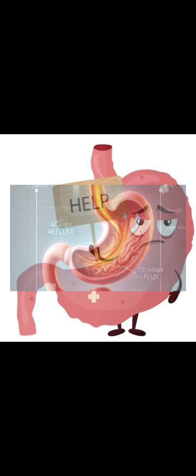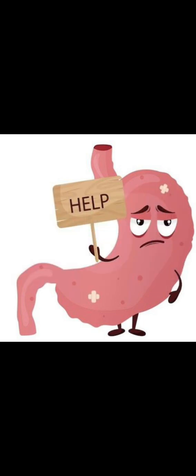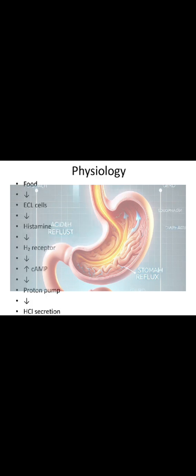Normally, acid helps in digestion, but when too much acid is produced, it can damage the stomach lining and cause diseases such as peptic ulcers and gastroesophageal reflux disease. So, to reduce excessive acid secretion, we use H2 receptor blockers. H2 receptor blockers are drugs that competitively block histamine H2 receptors on gastric parietal cells, thereby reducing gastric acid secretions.